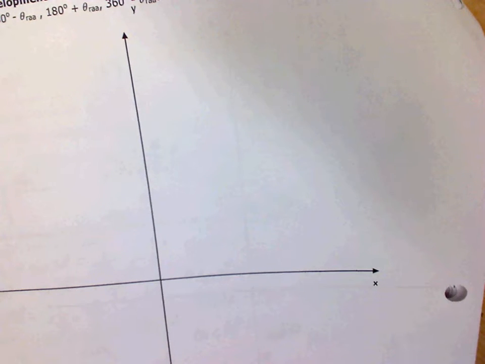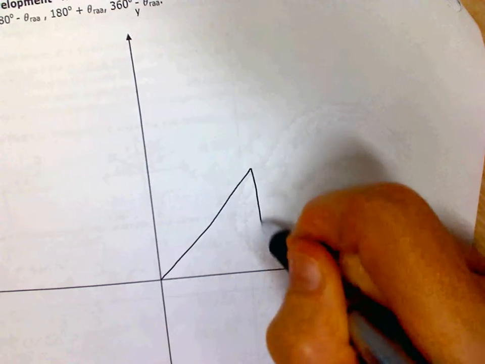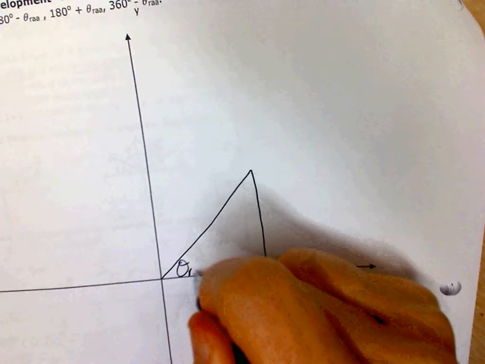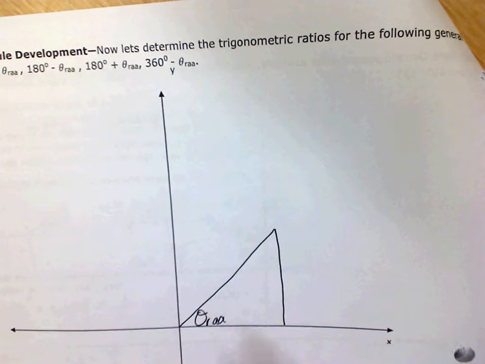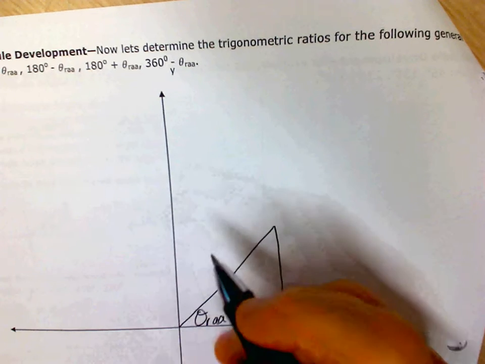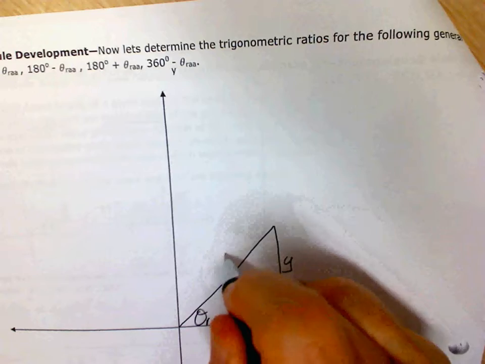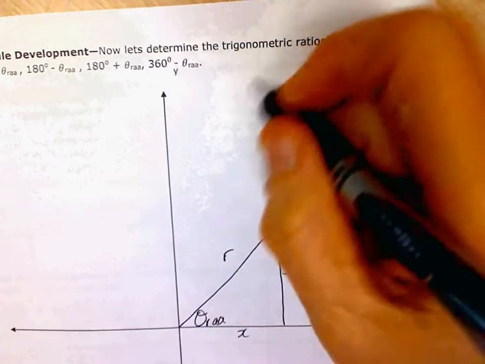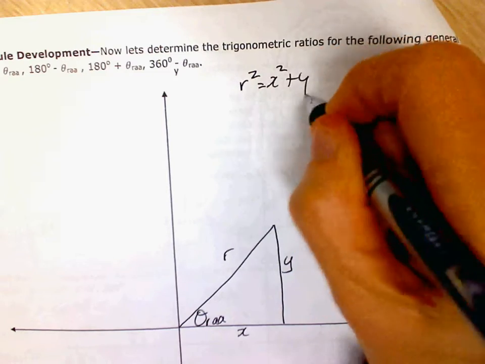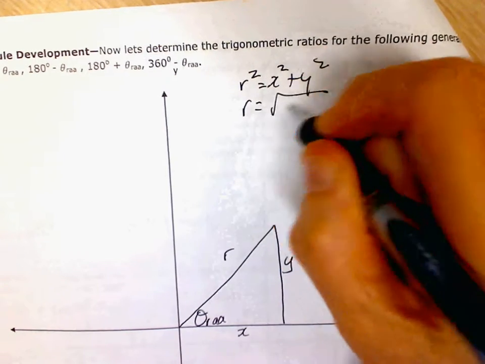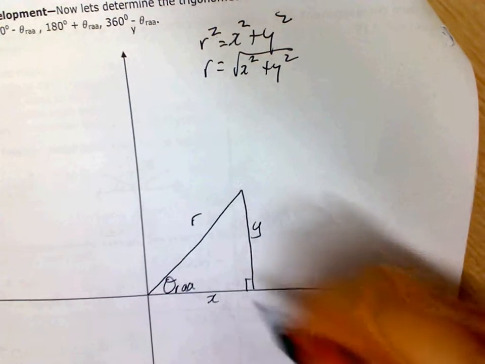So, when we have a related acute angle, in this case our theta is equal to the related acute angle. Do you agree this is y, this is r, this is x, and r squared equals x squared plus y squared, or r equals square root of x squared plus y squared? Just Pythagorean theorem. R is always positive.